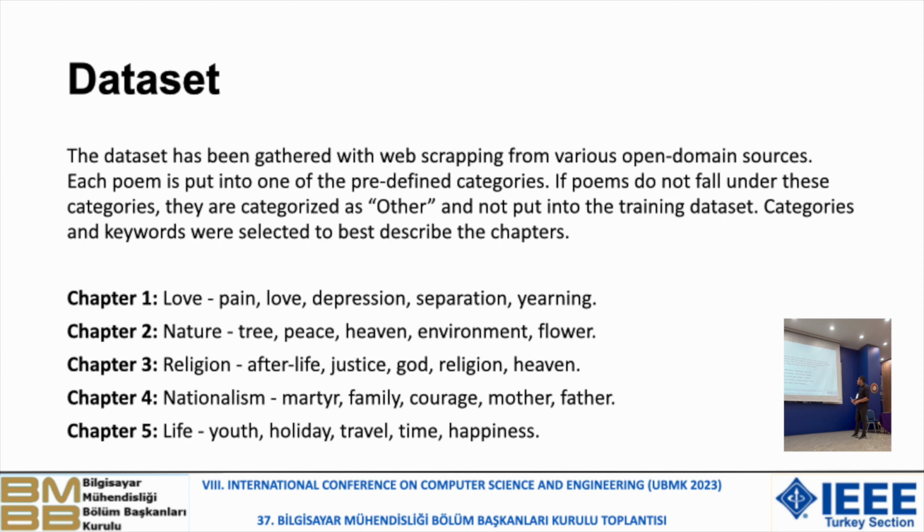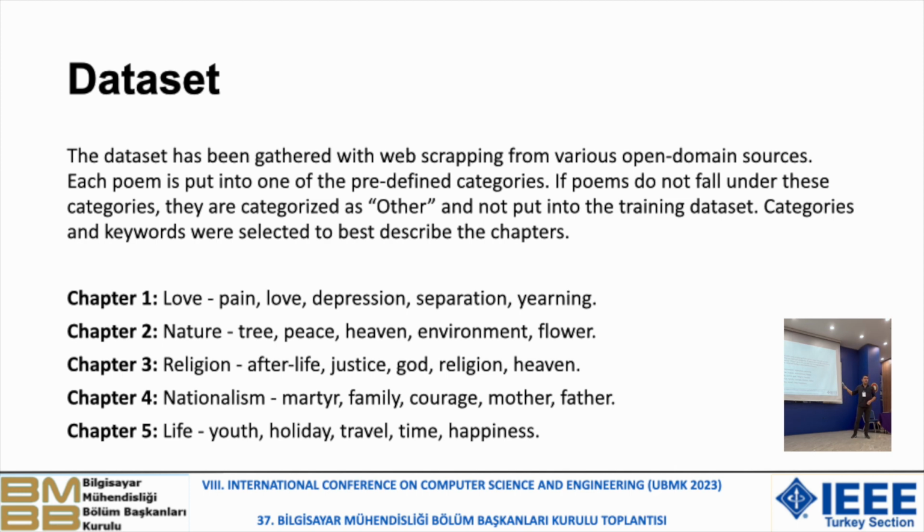Let's go over the chapters. Chapter 1 is a GPT-2 model that writes about love, and the dataset it is trained on has topics such as separation, yearning, depression, pain, love. It conveys that kind of emotion. I will show you examples, by the way. Chapter 2 is more about nature. The categories are tree, peace, heaven, environment, flower, etc. Chapter 3 is about religion, justice, God, afterlife. Chapter 4 is nationalism, family, courage, mother, father, that kind of stuff. And chapter 5 is more about life. It can be happiness, it can be travel, it can be time.